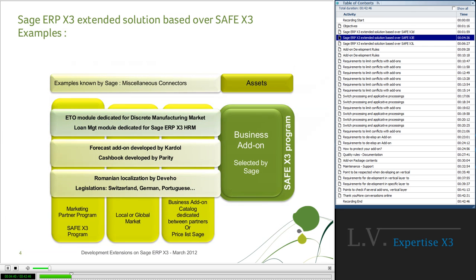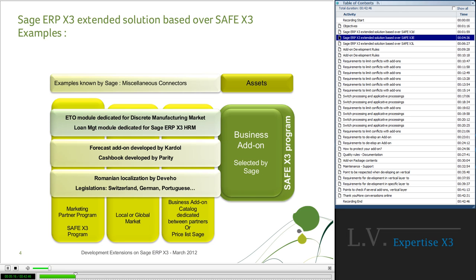A few examples for a better understanding. The business add-ons are selected by Sage from the marketing partner program, the Sage X3 program. A few examples are the ETO module dedicated to the discrete manufacturing market, or the loan management, a function dedicated to Sage ERP X3 HRM management. There are the forecast or cash book modules. There are the generic functions, very interesting, developed by Cardol or Parity.